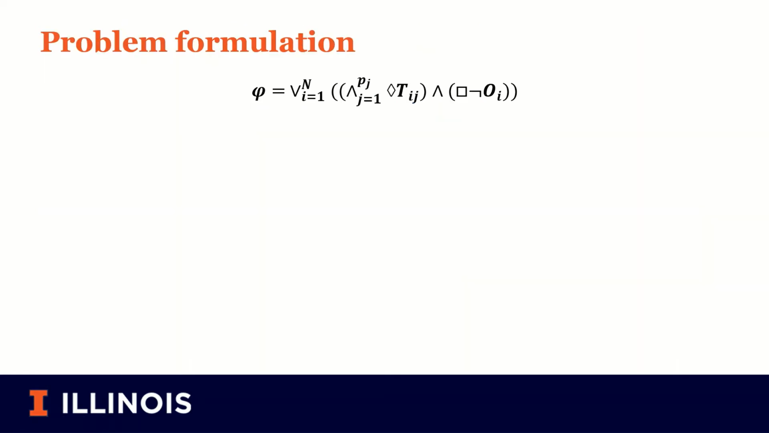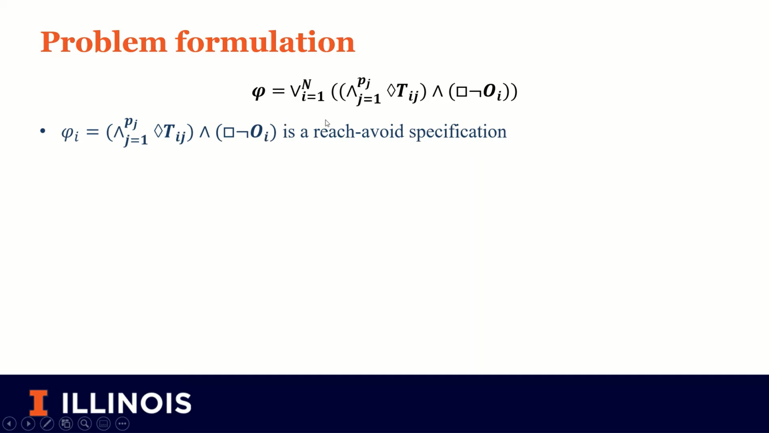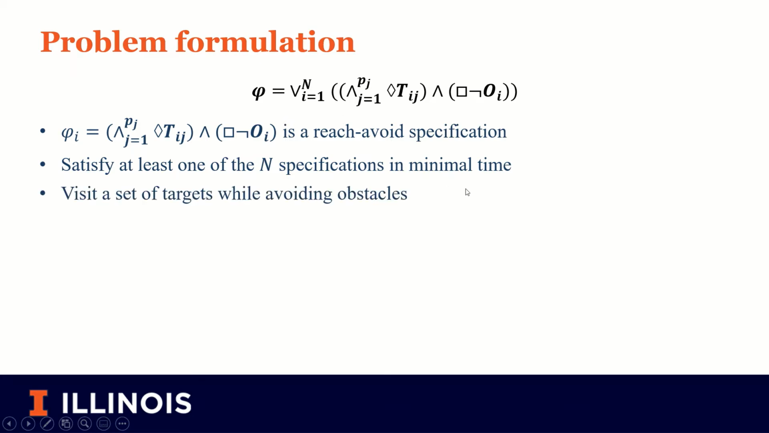Now we describe our problem. So the problem is given by this LTL formula phi. Each specification i inside this complete formula is a reach-avoid problem. So you have to eventually visit a set of target states and never visit obstacles. Now look at this. You have these n specifications which are connected by logical OR operators. So it is okay for you to satisfy at least one of the n specifications, but you have to do it in minimal time. The motivation is obvious.